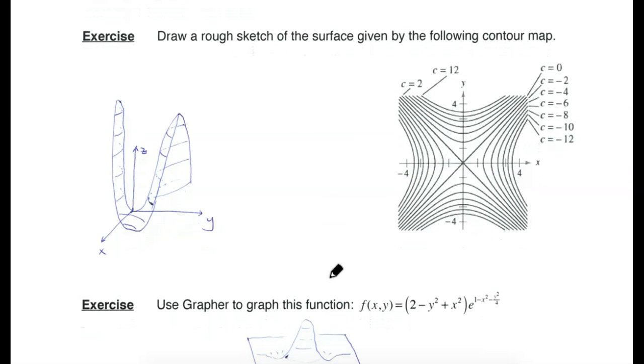So we've talked about drawing rough sketches. It's tough, but we can try our best. In the example here, we have a contour map. We can see that these are going further and further down. It's c equals -2, -4, -6, etc. And these as well, we should assume, those here are going up.